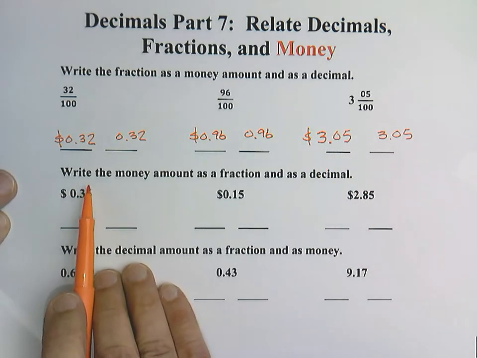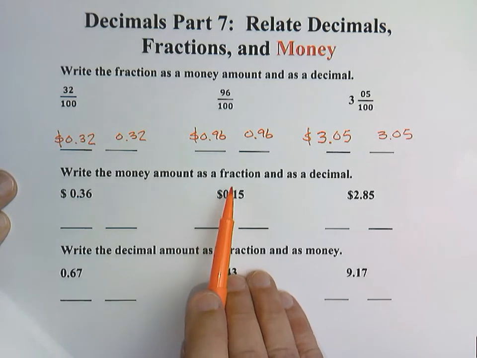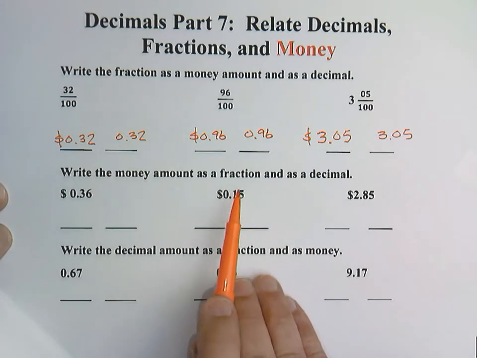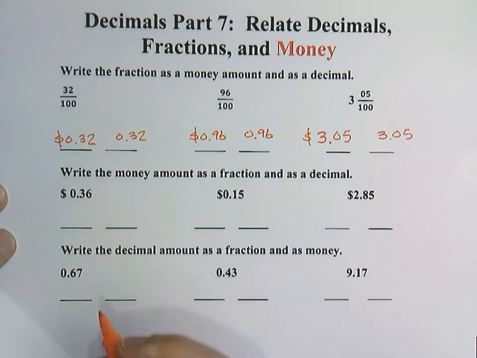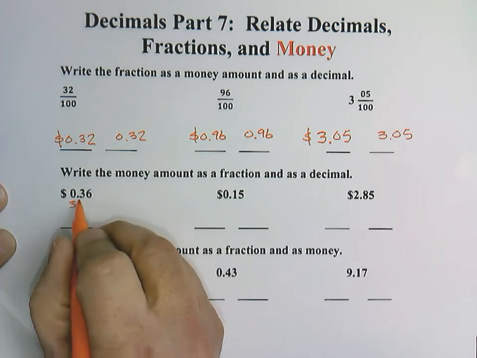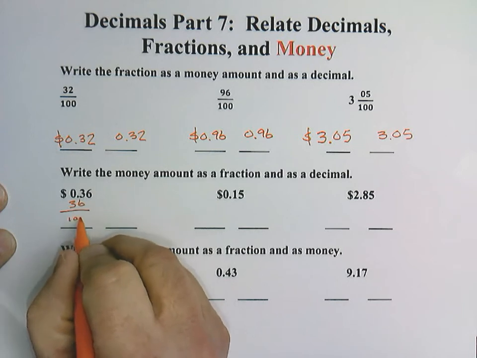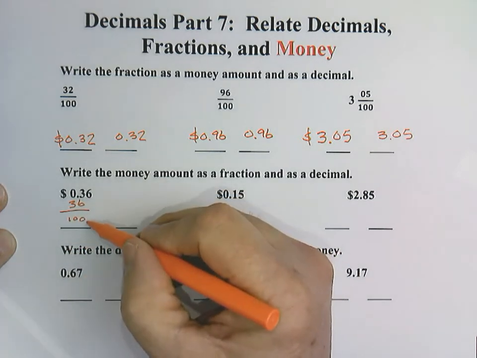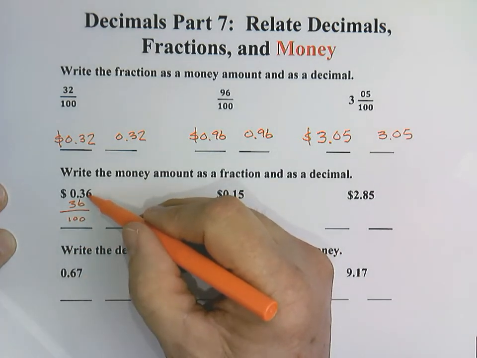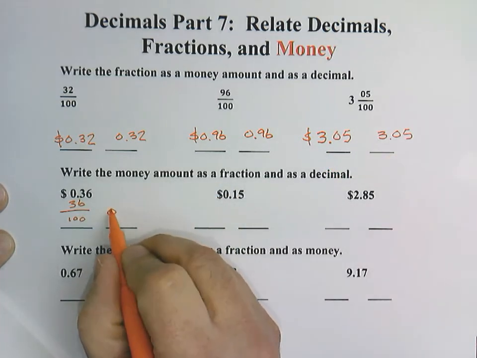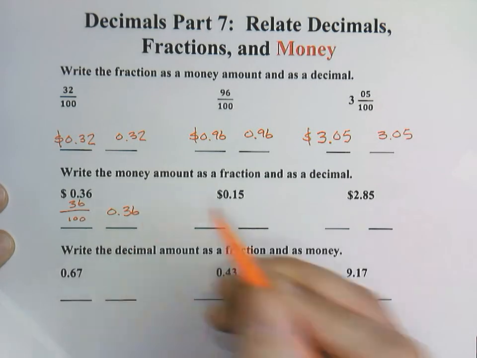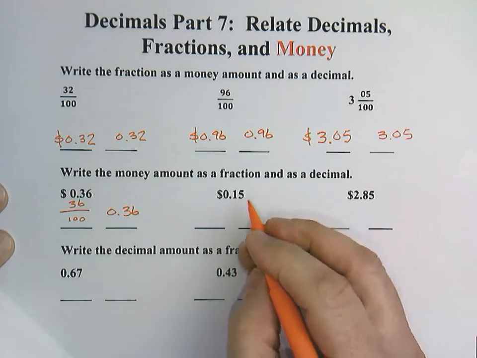In this example, write the money amount as a fraction and as a decimal, so we're going to a fraction this time. 36 cents would be 36 hundredths in fraction form. Remember, there's 100 cents in each dollar, so 36 cents would equal 36 of 100. And decimal form would be 36 hundredths. Here we have 15 cents.